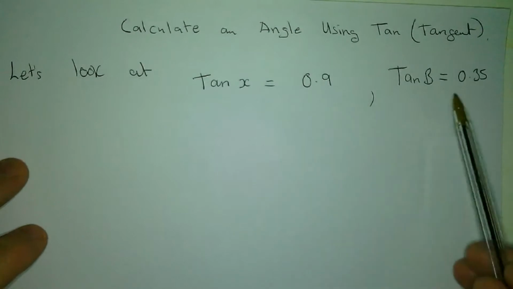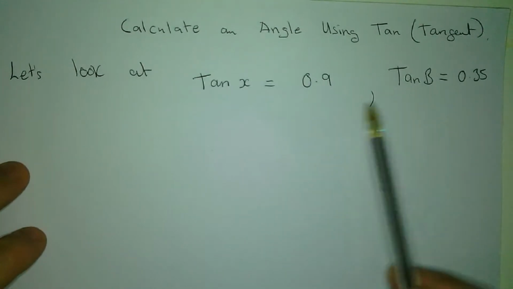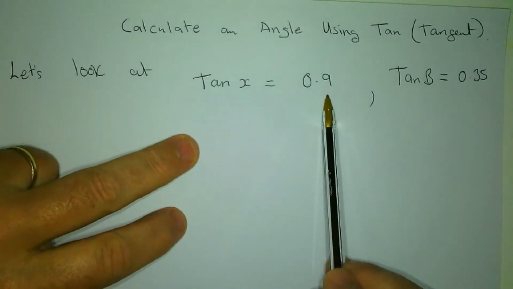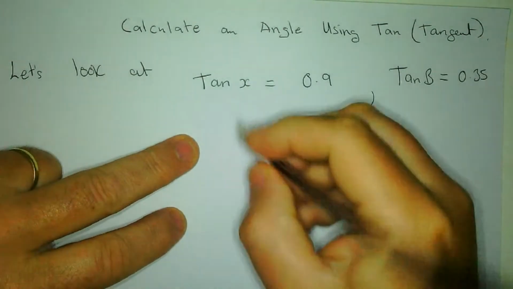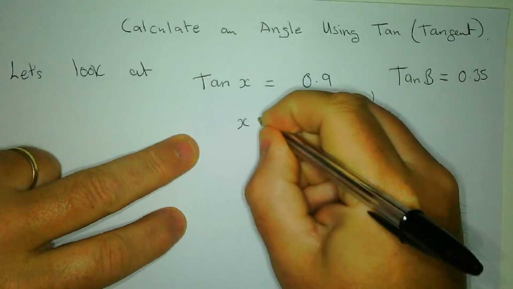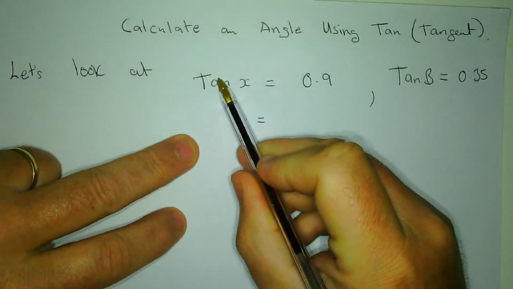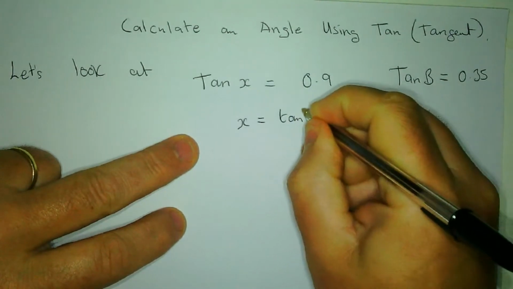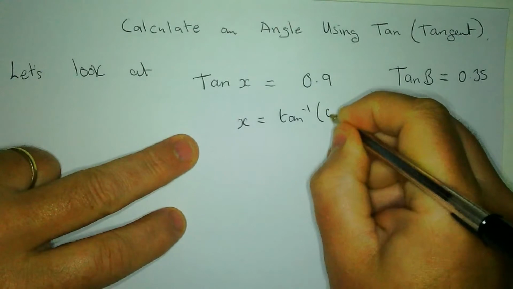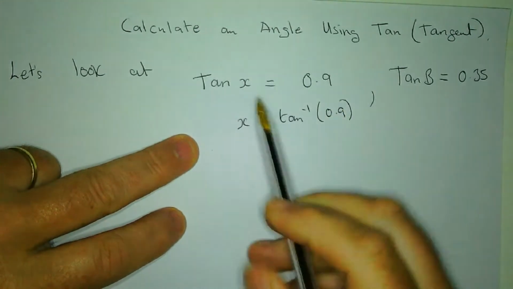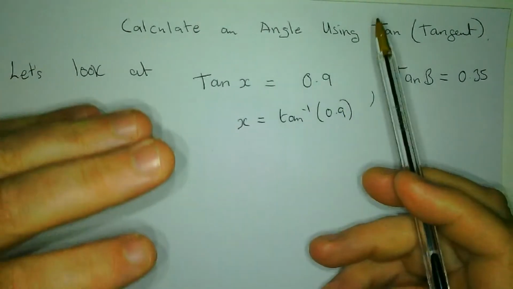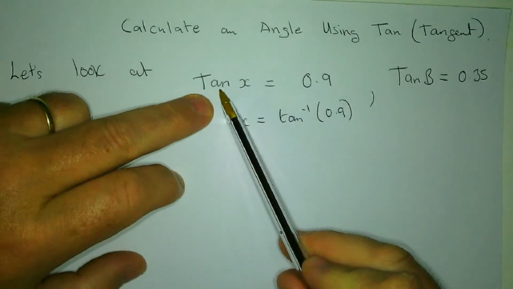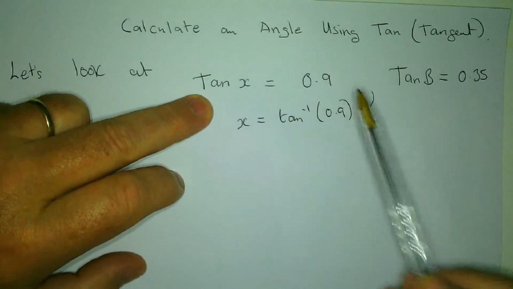So we're going to do two things here, and I'm going to show you how you get the answer on the calculator. You've got tan x equals 0.9, okay? So I'm going to do x equals, and the tan is going to go across to the other side, and it becomes tan to the minus 1, 0.9. We already know the opposite of multiplying is dividing, adding is take away, but the opposite of tan is tan to the minus 1.